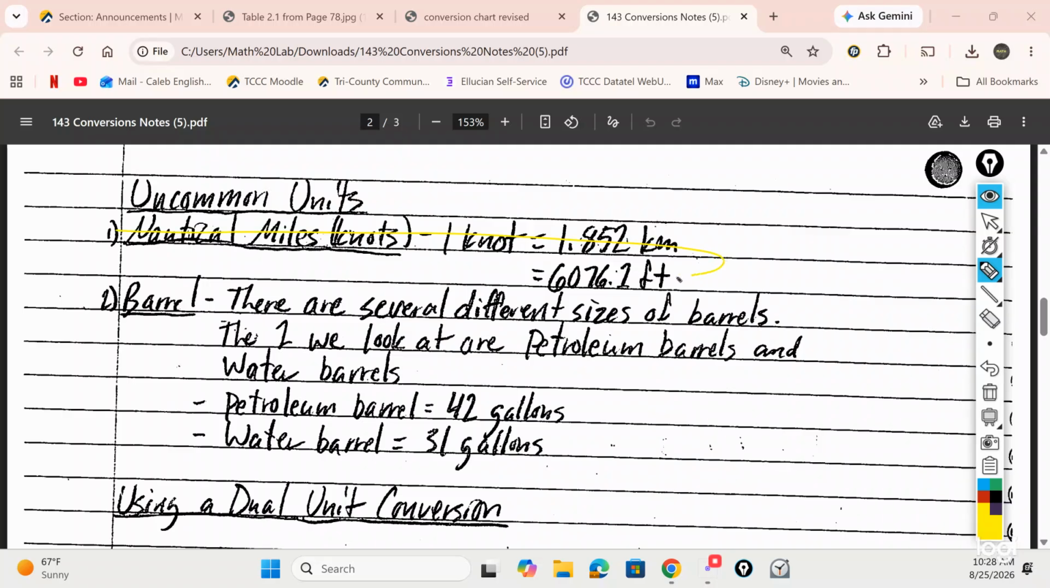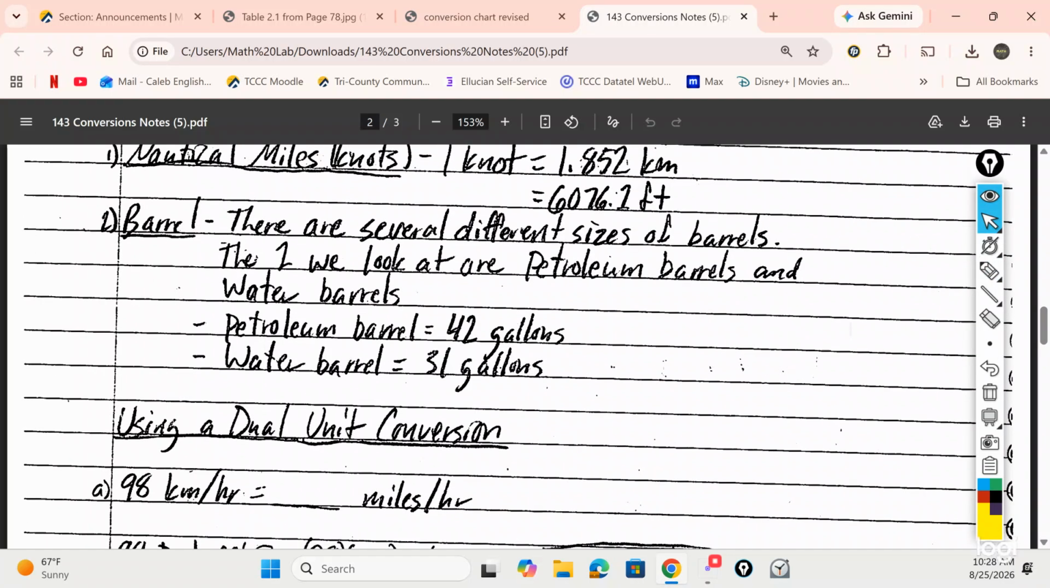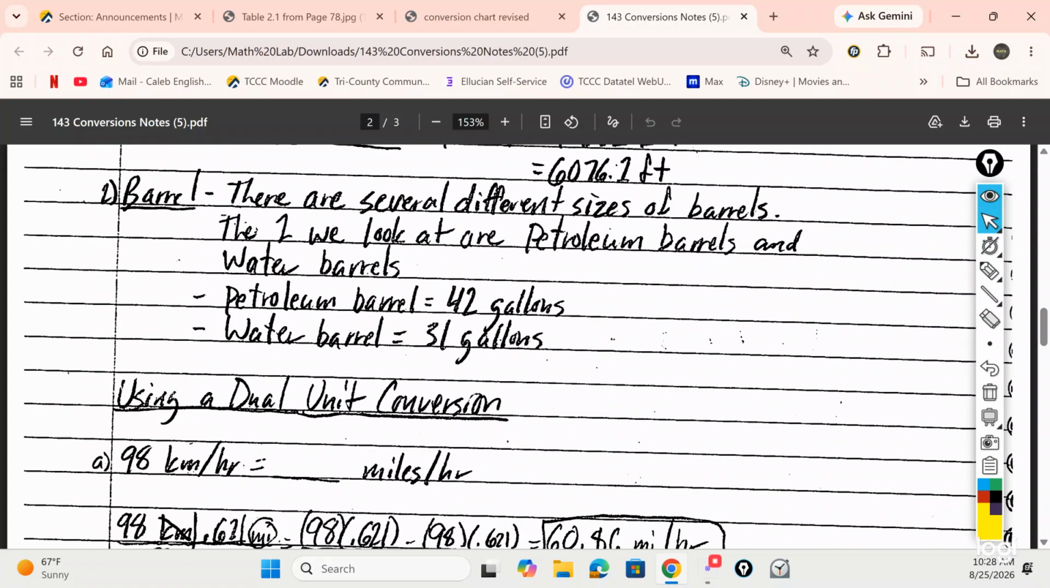I forgot that a nautical mile is not a knot. A knot is a nautical mile per hour, so just don't worry about that. You do have a question about that, but we'll correct it when we look at the student copy. Okay, the barrel questions.